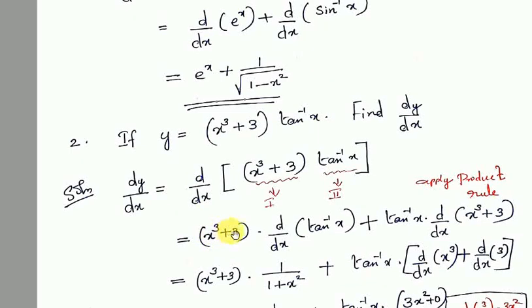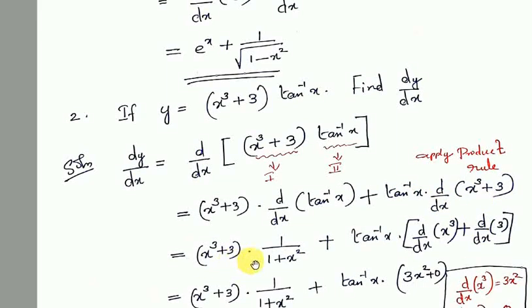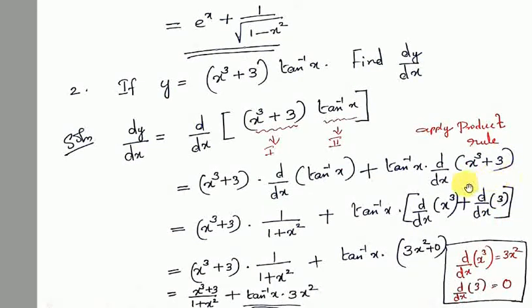What is the product rule? First function into derivative of second plus second into derivative of first. So x cube plus 3 into derivative of tan inverse x, 1 by 1 plus x square, plus tan inverse x into derivative of x cube plus 3. We have to find the derivative of x cube plus 3. One term plus another term here. So by the sum rule, d by dx of x cube plus d by dx of 3. In this part we have to apply the sum rule.